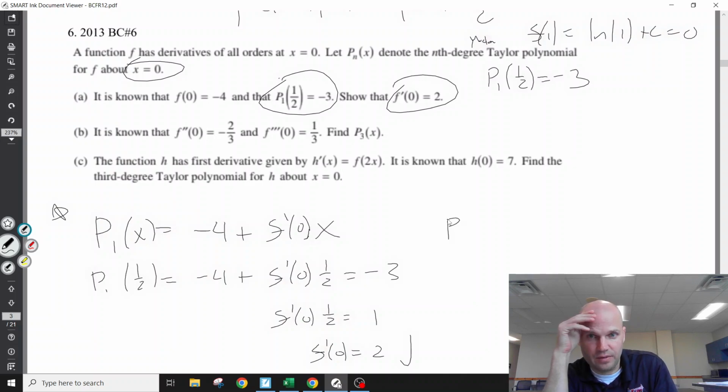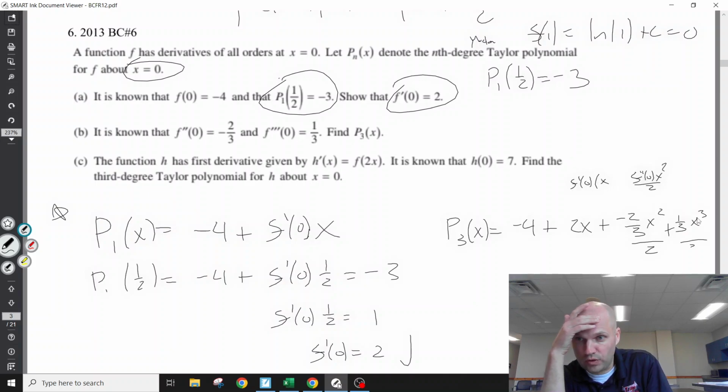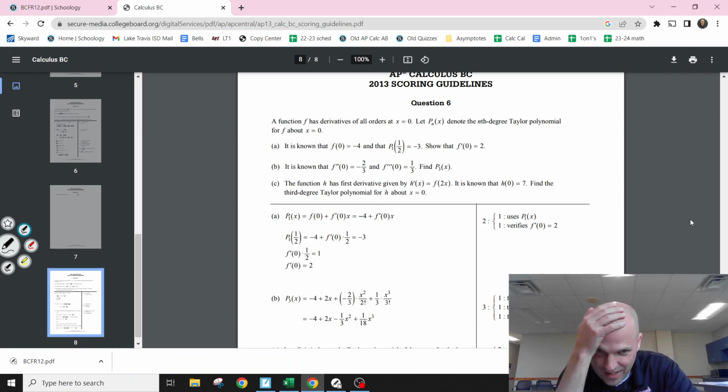All right, well, P of 3 is easy, because I already know the first value. Now I need my first derivative at 0 times x. So my first derivative is 2. They just kind of told you that. Then my second derivative is -2/3. So I need my second derivative at 0, x squared over 2. Don't forget to divide by 2. And then my third derivative is a third, x cubed over 3 factorial. Again, you can put the 2 next to the 3, you can put the 3 factorial next to this 3, but that's it. Yo, that's 3 points!